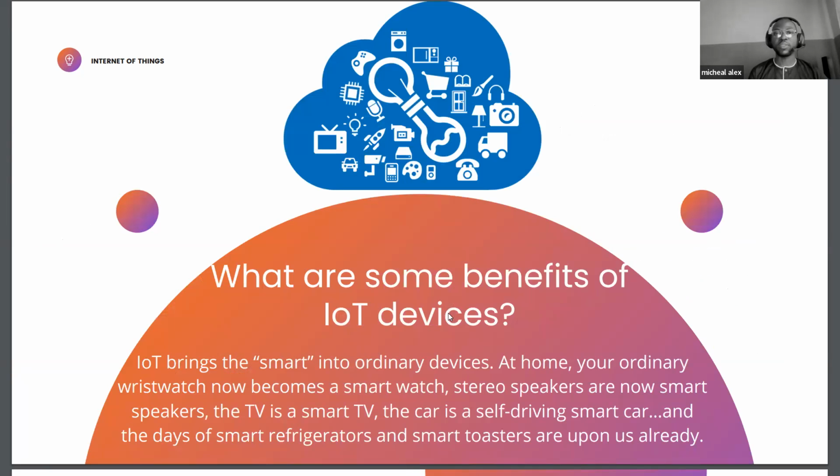So what are some benefits of Internet of Things devices? IoT brings the smart into the ordinary devices. Yes, just imagine, we always had a phone, and then all of a sudden, you find out that your phone is not just for calling. Your phone can be for controlling your TV. How good is it? Or you have a watch, and maybe someone is at the door. You don't need to stand up. You just need to click a button on your watch, and then it opens the door. Or you speak to your watch, and then the door opens. Just immediately. So that is how cool it is. That is how fanciable this technology is.